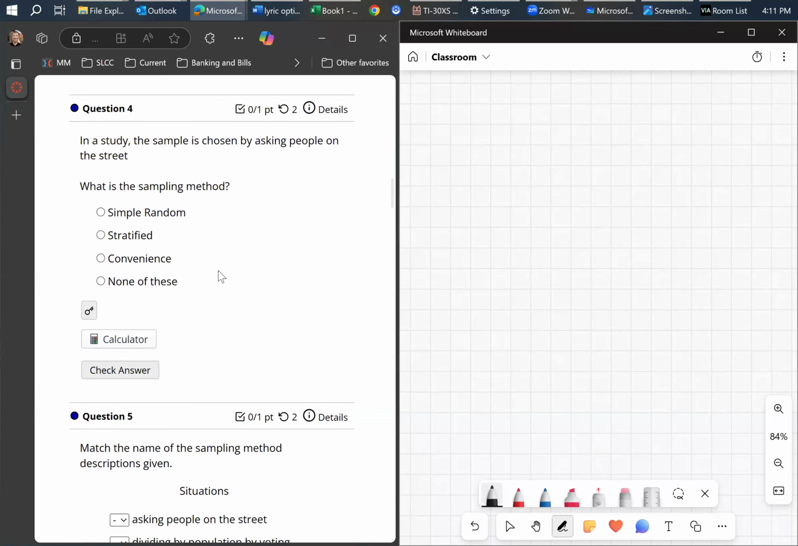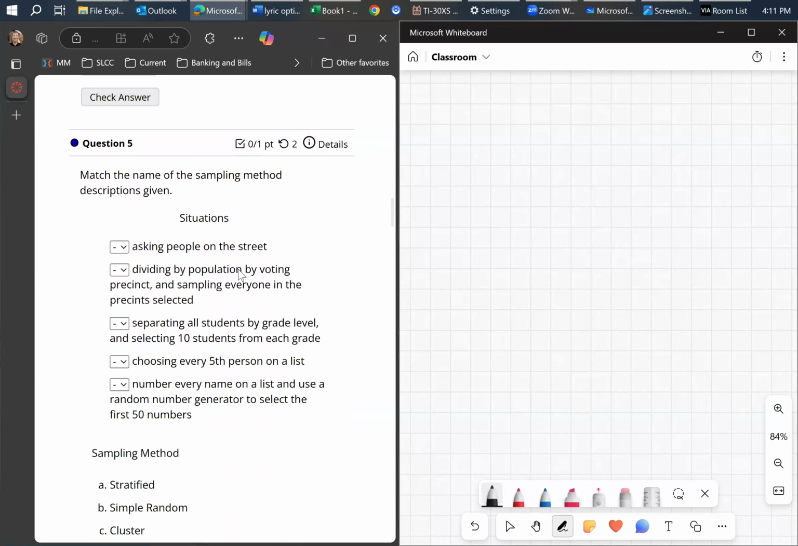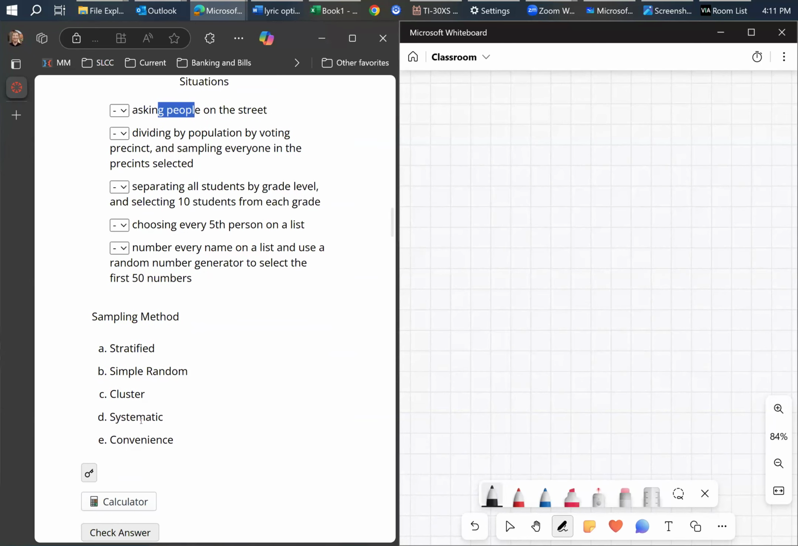In the study, the sample is chosen by asking people on the street. Simple random? No, they're not randomly choosing a group of unnamed people. They're asking people on the street. This is a convenience sample. This next question has a better review of this material. Match the name of the sampling method to the descriptions given. That's a weird way to say that. Asking people on the street, that one is convenience.